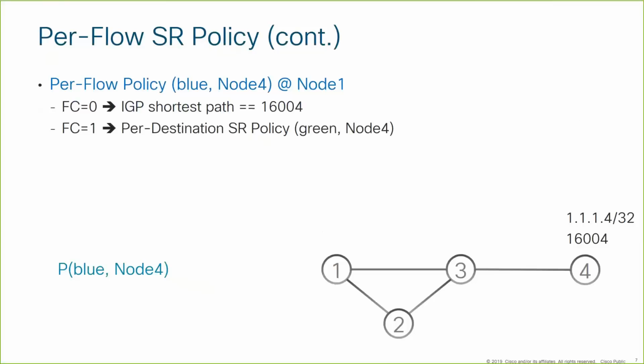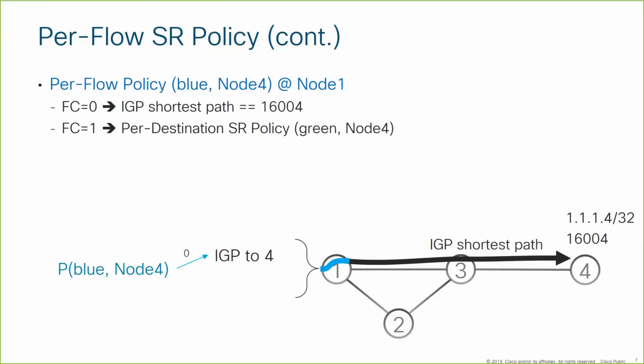Consider as an example a PFP at node 1 identified by color blue and endpoint node 4. This PFP has 2 different ways to reach node 4. The first one, following the shortest path to 4, represented by the black line. This path will be used for packets with forward class value 0, destined for service routes steered over this PFP.